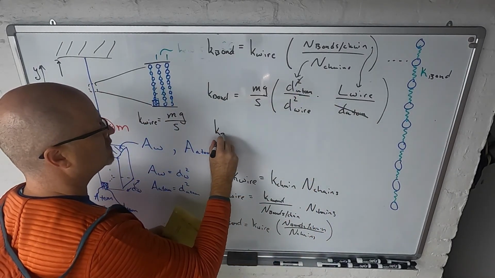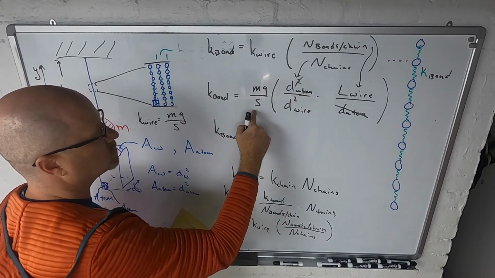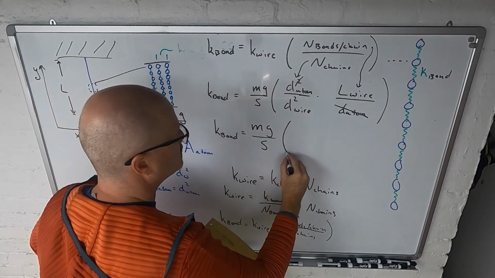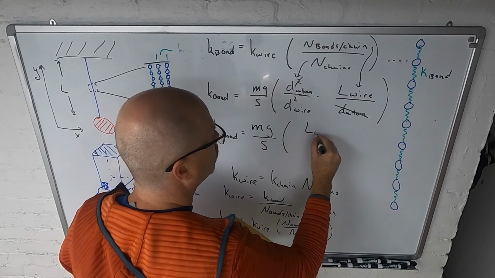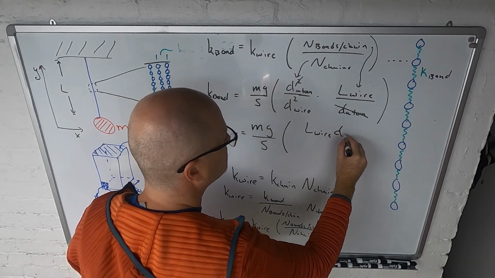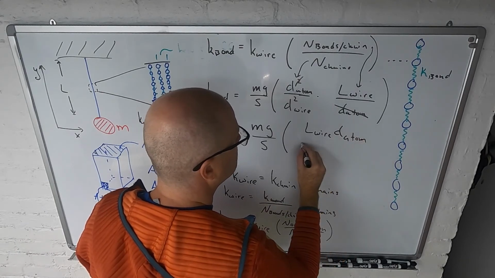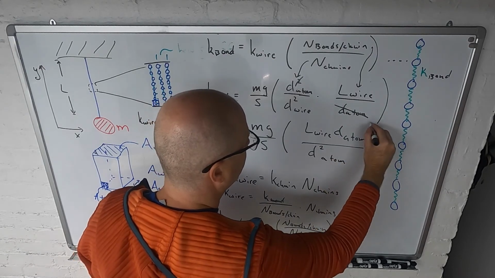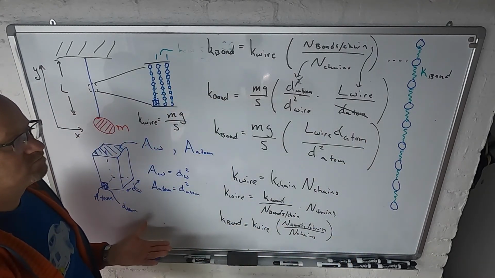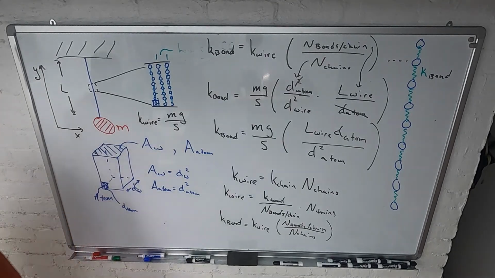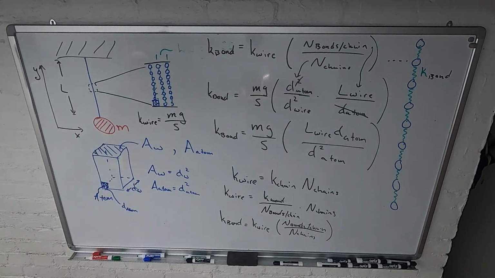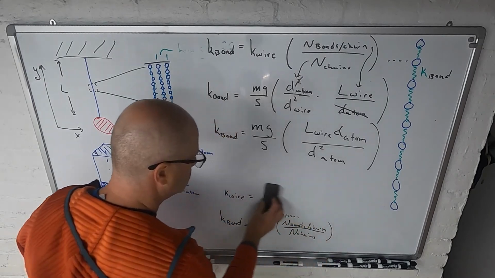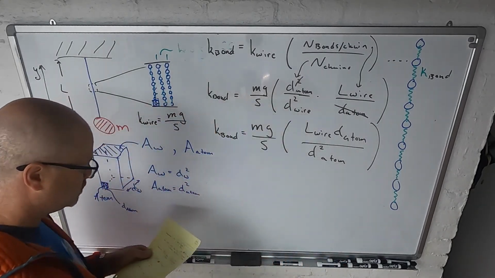So K of a bond is equal to mg divided by s times the L of the wire times the size of an atom divided by the area of an atom. That's it. That is the answer. So let's write that one more way, and then we can put a box around it.